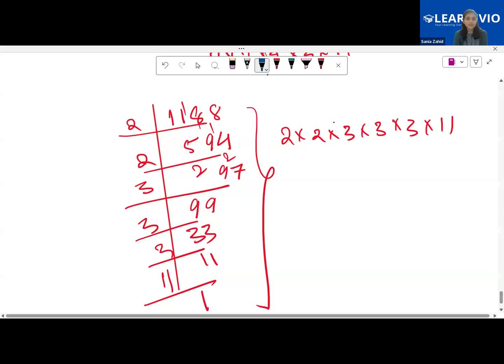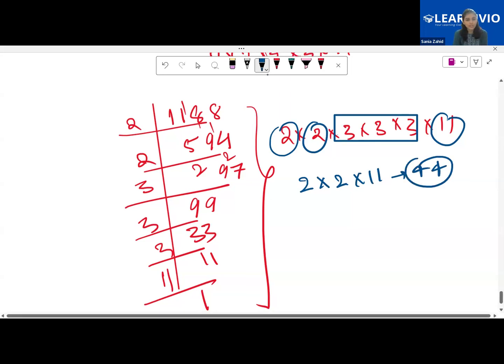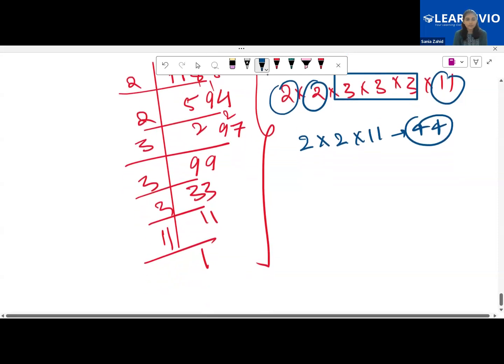See, you have only one pair, right? Yes, ma'am. You have 2 and 11 which are left alone. So you need to eliminate these numbers because it is written divide. So you'll divide by 2 into 2 into 11, which is 44. So you have to divide by 44 to get a perfect cube number, right? Yes, ma'am. Do you understand this? Yes, ma'am. Okay, very good.